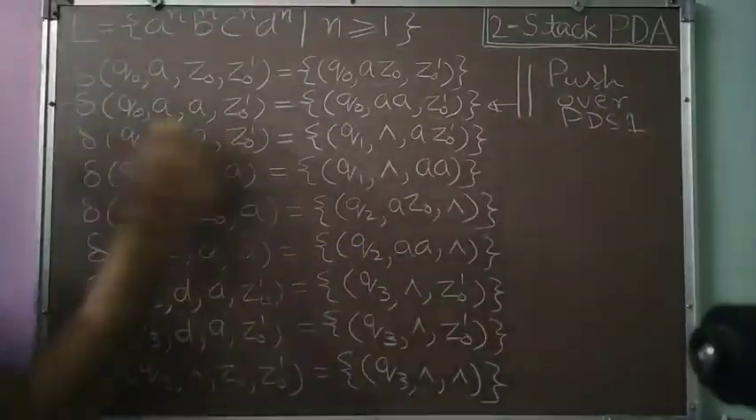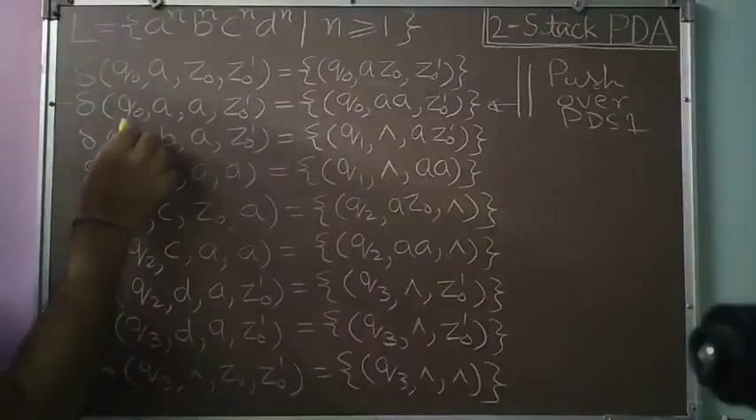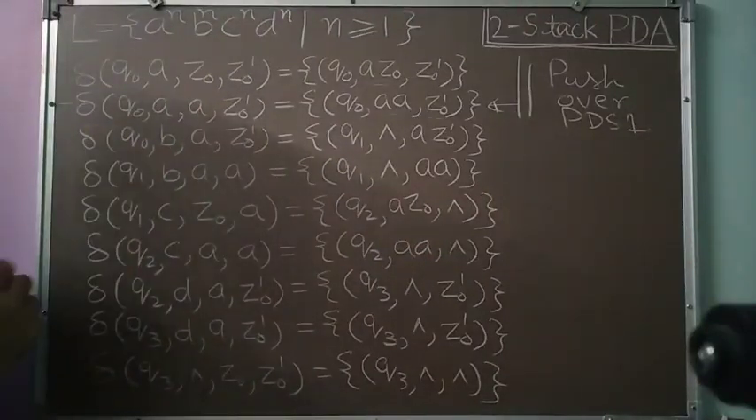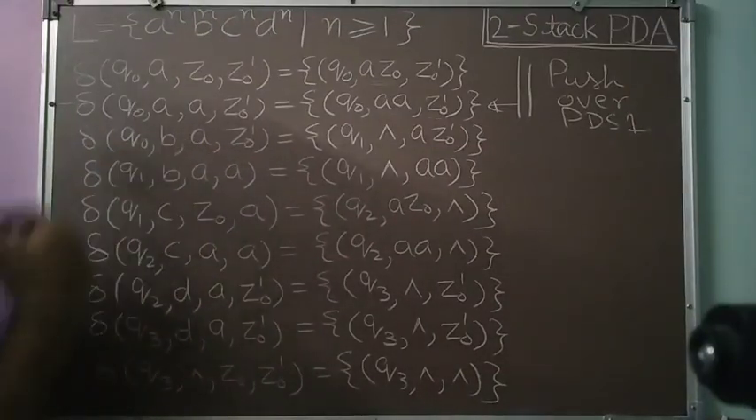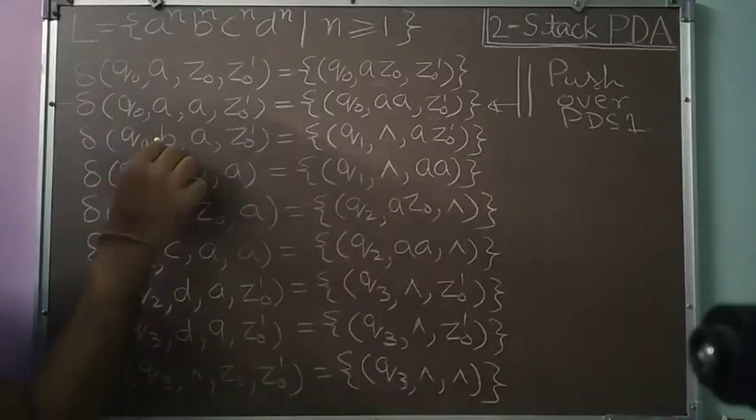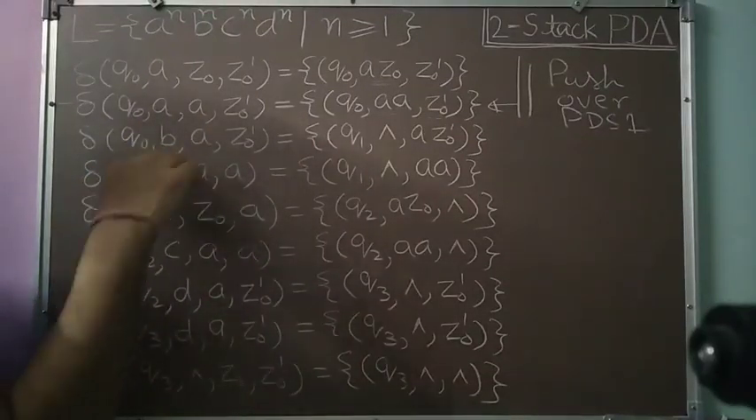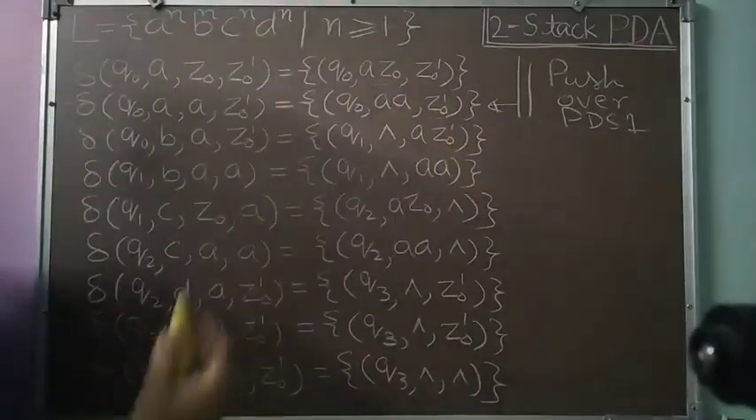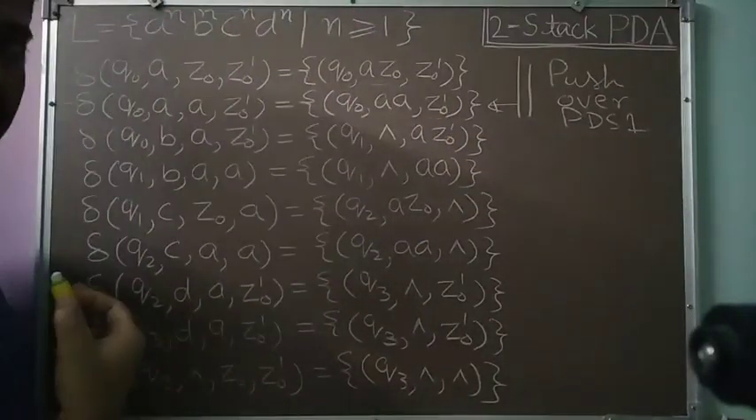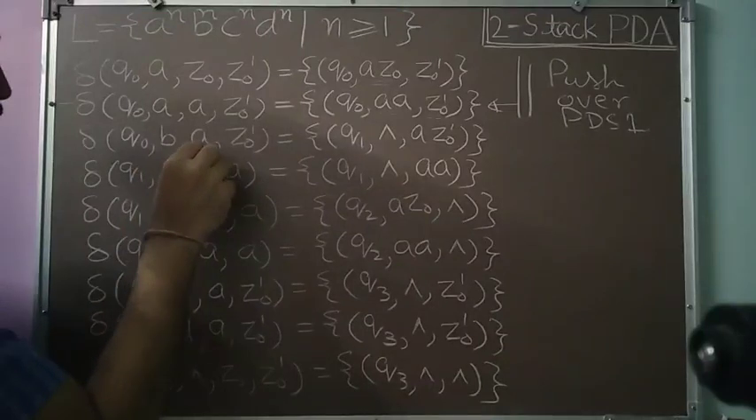Now after it we will start receiving B's. So in the Q0 state we started receiving B's. The first B we have received. On the top of the first PDS is A, on the top of the second PDS is Z0 dash. In this situation, what do we have to do? We have to do a match, and also we have to delete A from the PDS1 and keep it on the PDS2 for next matching. So we have to remove this A.